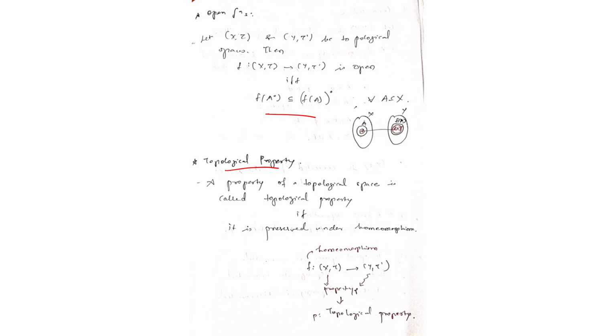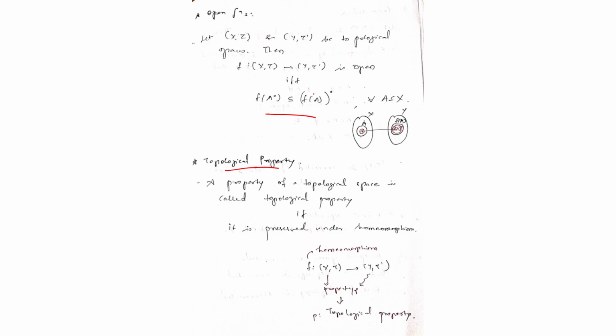So what are open functions? With respect to such definitions, let (X, τ) and (Y, τ') be two topological spaces. Then f from (X, τ) to (Y, τ') is open if and only if f of A interior is a subset of f of A whole interior for all A subset of X. Fine. So these were the definitions for open and closed functions.